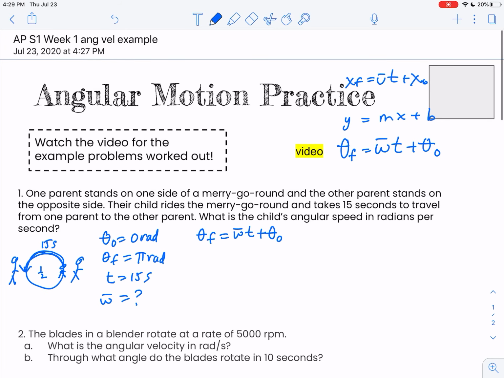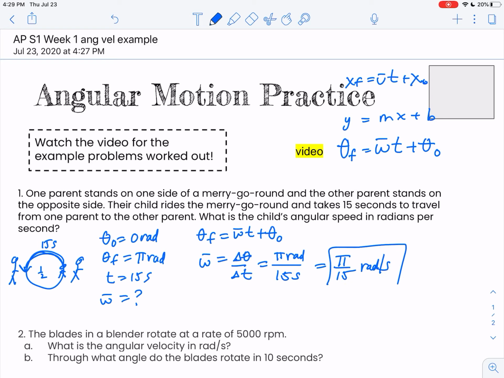So I'm going to write my equation like this: omega equals delta theta over delta t. My delta theta is pi radians in 15 seconds, so pi over 15 radians per second. Wow, that was so amazing, right? I mean, that's a super easy one.